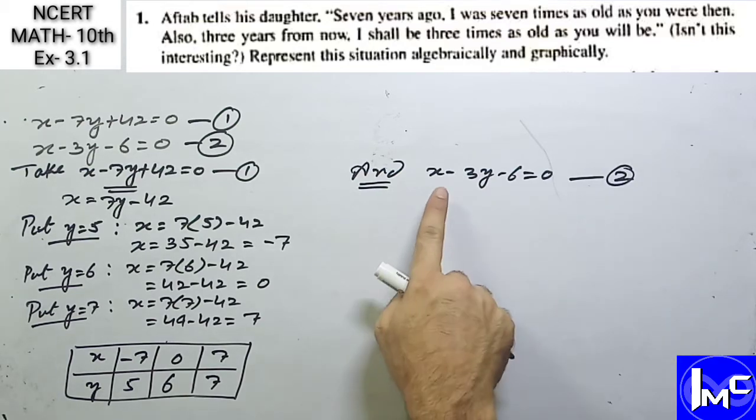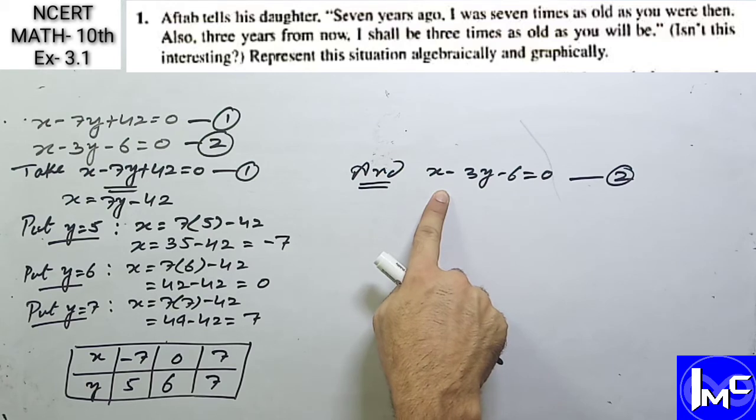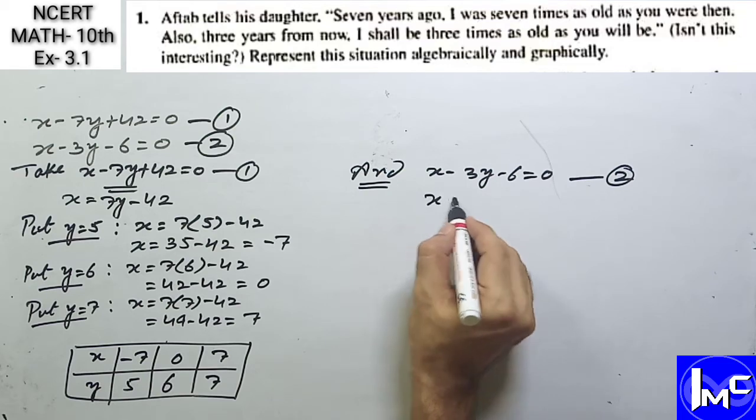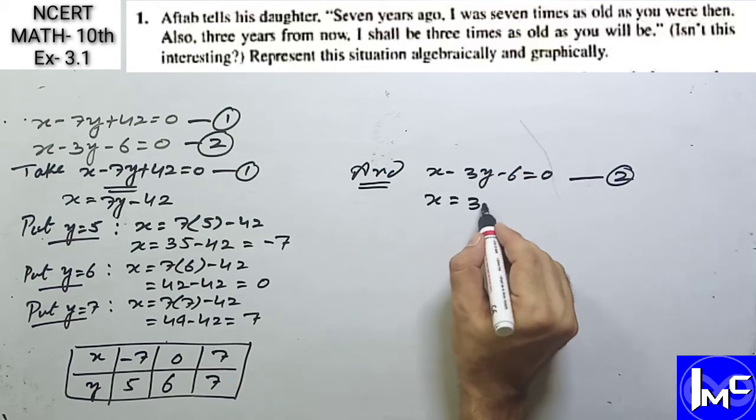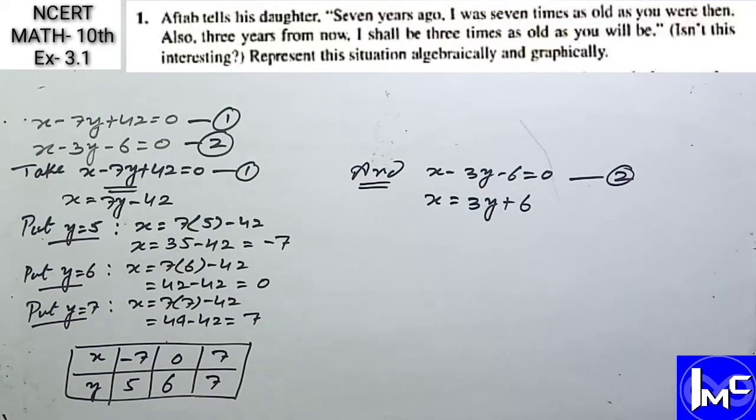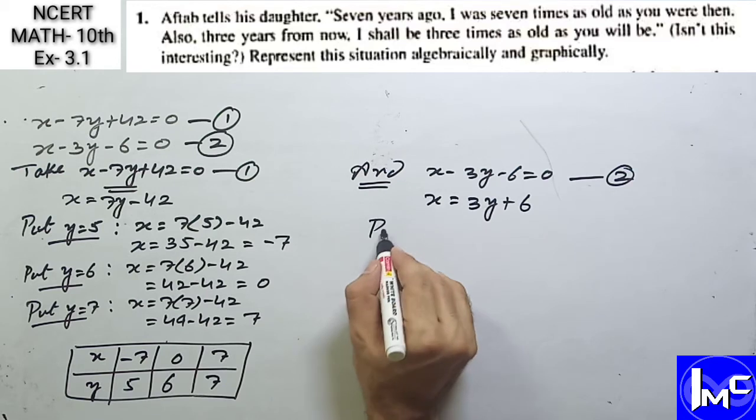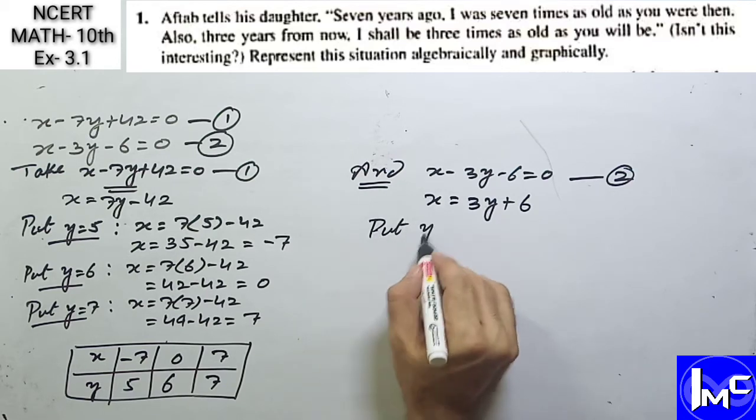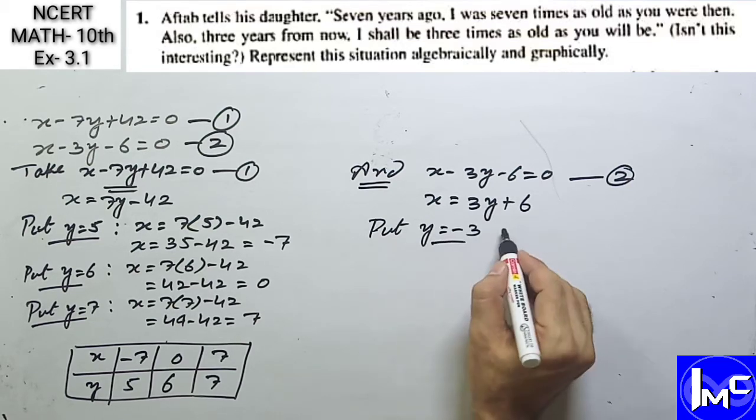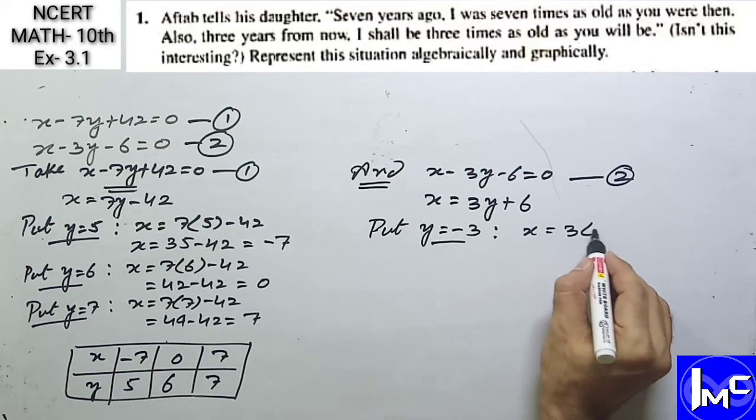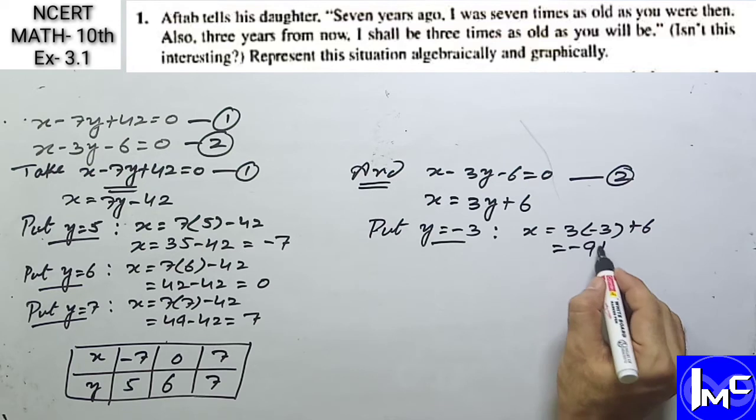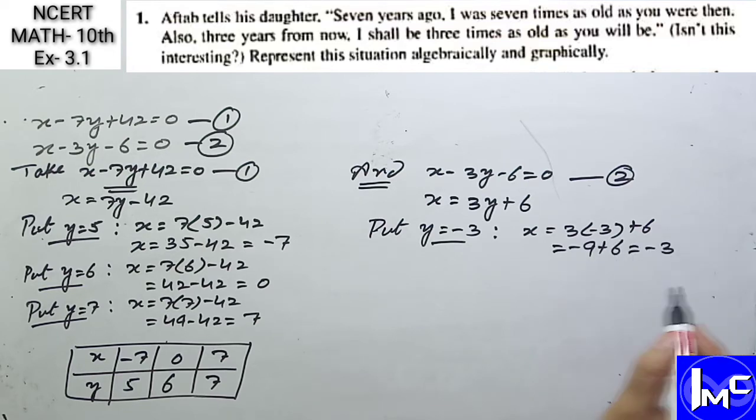Again we shall reform this equation in the form of one variable in terms of the other variable, that will be x is equal to 3y. By taking this to the other side the sign will be positive, plus 6. Again we shall put the values of y. Put y is equal to, let us say I put minus 3, x is equal to 3 into minus 3 plus 6, minus 9 plus 6 will be minus 3.